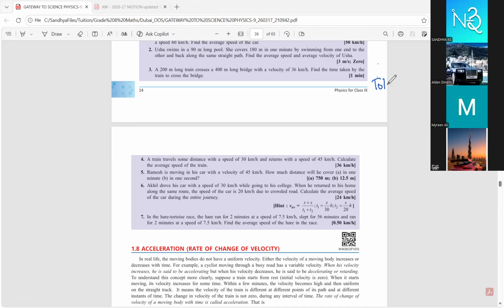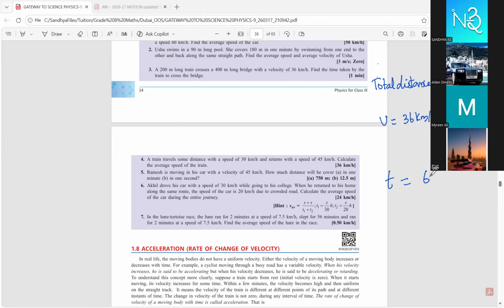Train question, total distance is equal to what? The length of the track, that is 400 meter, plus train's distance, that is 200. So totally 600. What is the unit? Meter. What is the velocity? Velocity is equal to 36 kilometer per hour. So you need to convert to meter per second. So 36 into 5 by 18. So it will become 1 into 18, 18, 2 into 18, 36. So 10 meter per second.